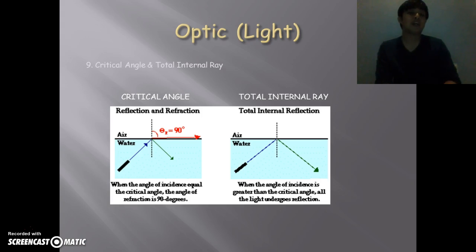So next will be the critical angle and total internal reflection, as I like to call it. As you can see from the text in the diagram, the critical angle is when the angle of incidence is equal to the critical angle, and the angle of refraction is exactly 90 degrees. Total internal reflection is when the angle of incidence is greater than the critical angle. So it is not 90 degrees, and all the light undergoes reflection, hence the name total internal reflection.